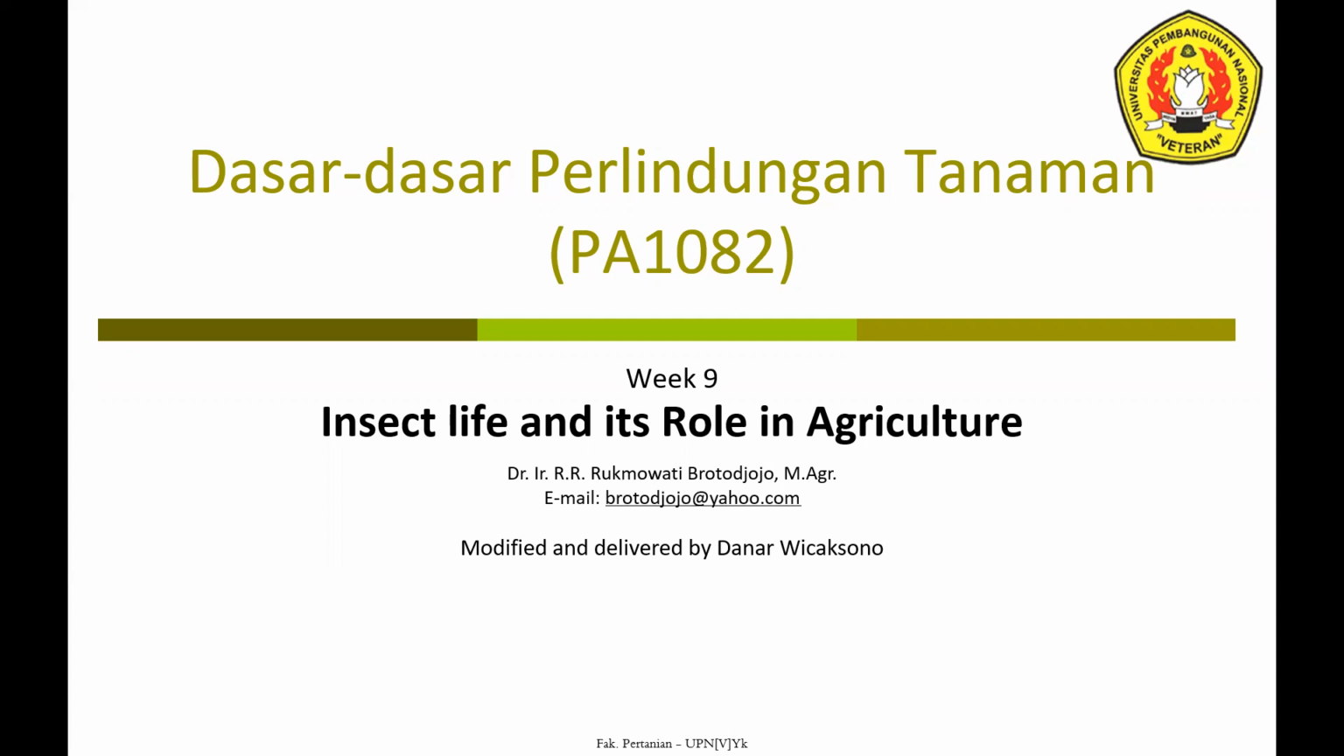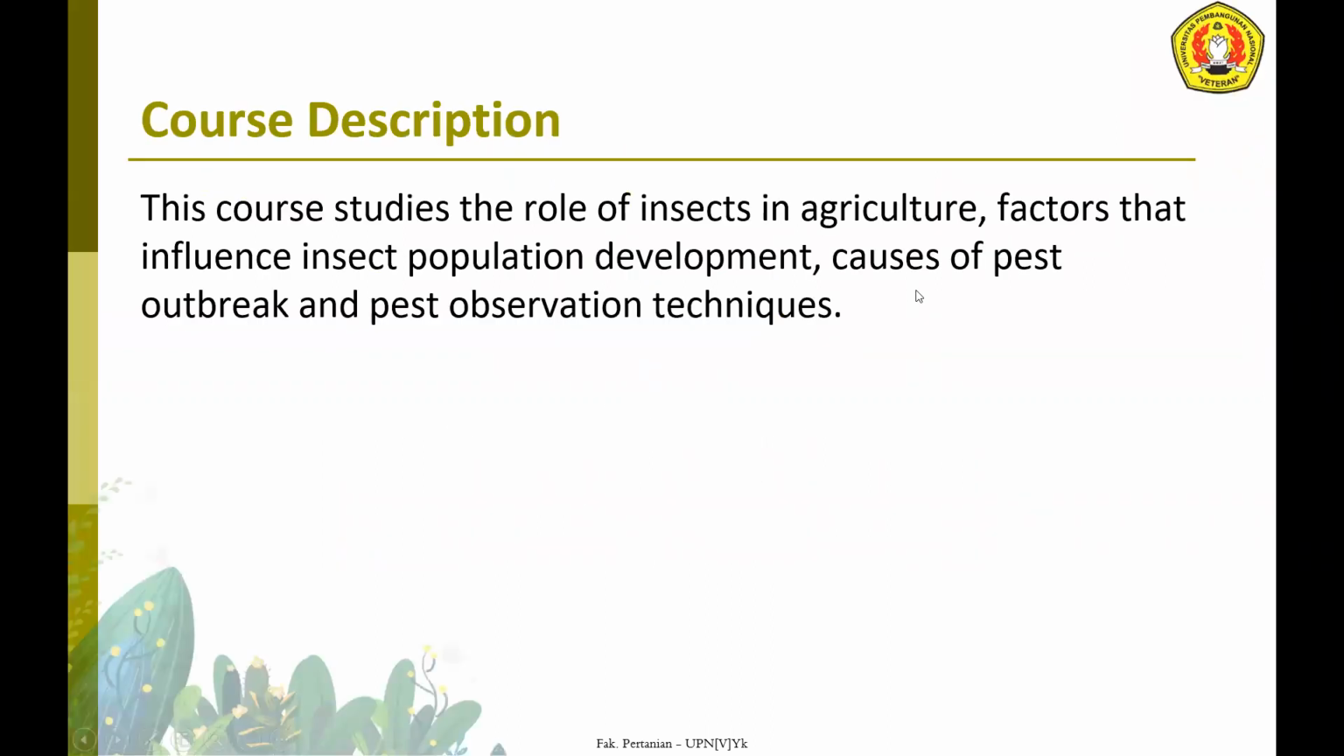This is Dasar-Dasar Perlindungan Tanaman. We are in week 9 and we will learn about insect life and its role in agriculture. This week, we will study the role of insects in agriculture and also some factors that influence insect population development. So, what kind of factors can increase or decrease the pest population in the environment?